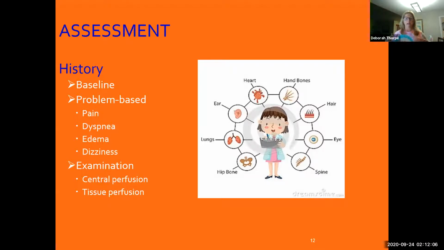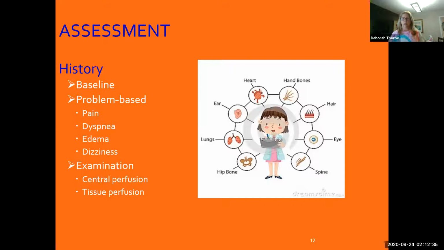Auscultate the heart sounds. You're looking for S1 and S2, which are normal, but also assessing if there are any abnormal heart sounds, such as S3 and S4. Look for murmurs. Indicate whether or not the heart is a regular rhythm, because that could be an altered cardiac electrical function.